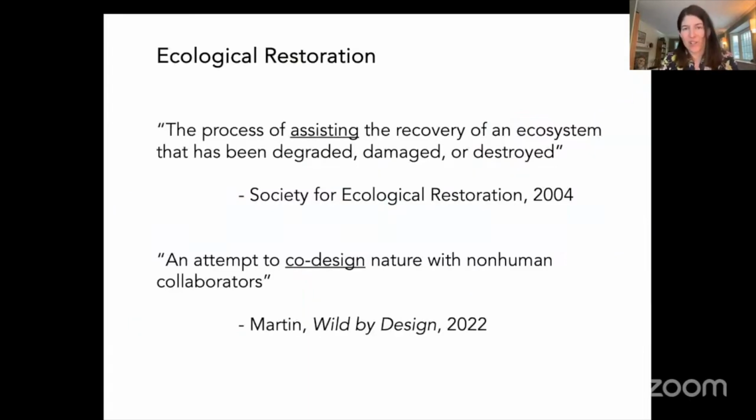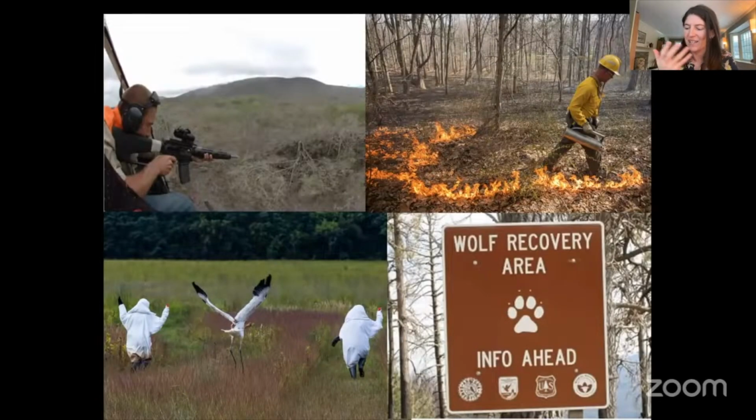The Society for Ecological Restoration currently defines restoration as the process of assisting the recovery of an ecosystem that has been degraded, damaged, or destroyed. Looking over the longer history of restoration, in Wild by Design, I define restoration somewhat differently. And again, happy to go into this in more detail in Q&A, but I define it as an attempt to co-design nature with non-human collaborators. And one of the things that I find so interesting about restoration is that it involves so many different techniques and activities.